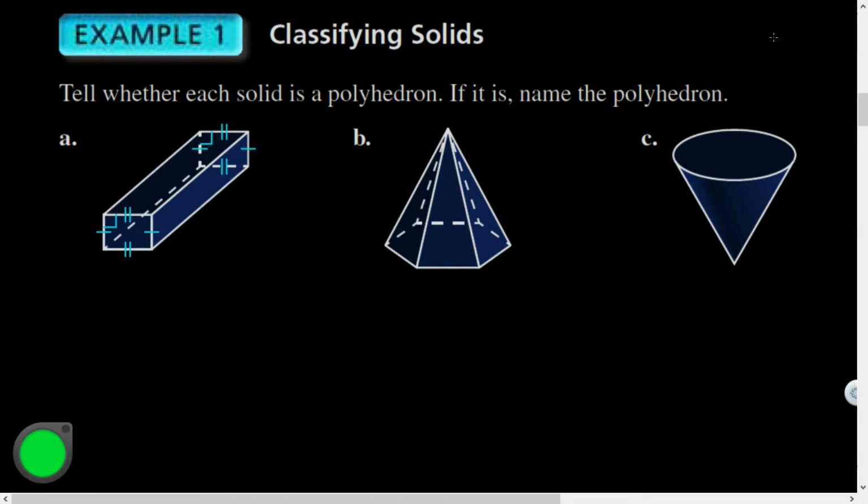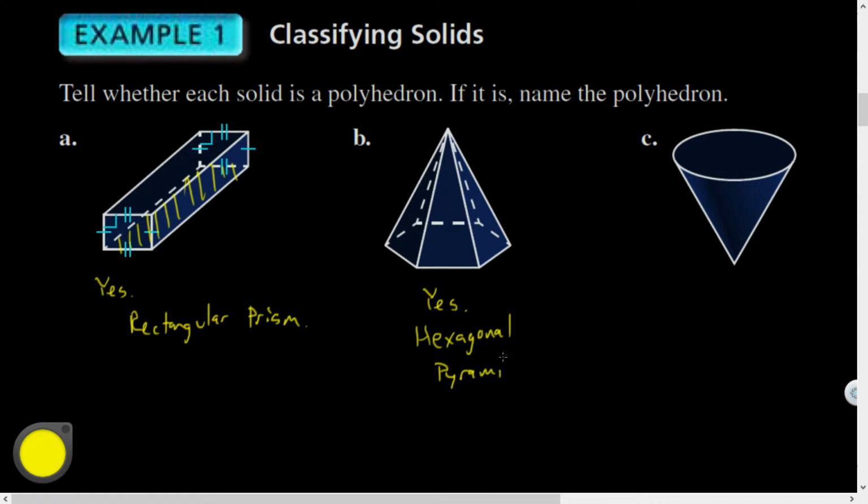So classifying solids. First of all, is this a polyhedron? Yes. And if I call that the base, this would be a rectangular prism. Let's see. Yes, this is all made up of a hexagon and then a bunch of triangles combined. And this is a hexagonal pyramid, as we were just talking about a moment ago.